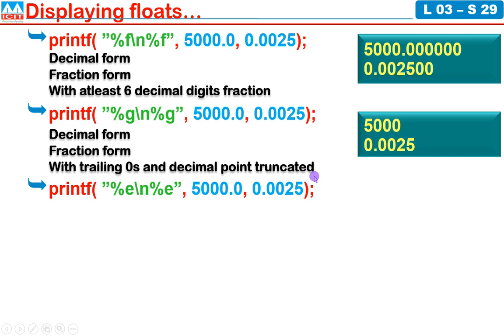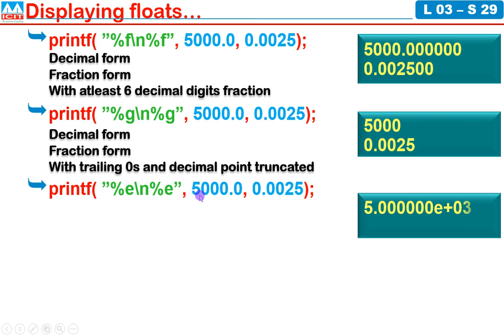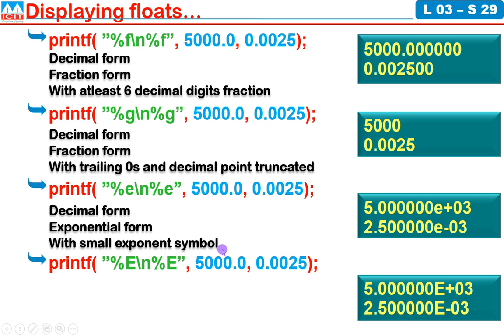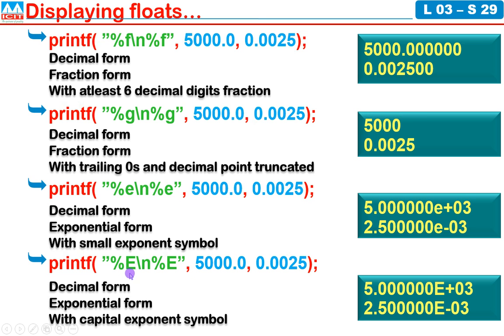What about percentage e? It is going to display this value in exponential notation. 5.000000e+3. This will be 2.500000e-3. Percentage e displays float values in decimal exponential form with a small exponent symbol. If you put capital E, the capital E symbol appears: decimal exponential with capital exponent symbol.